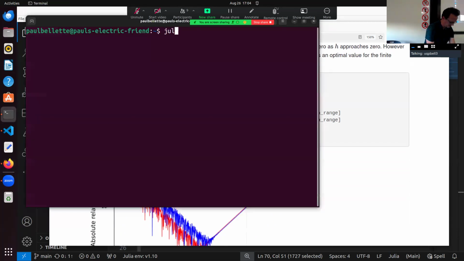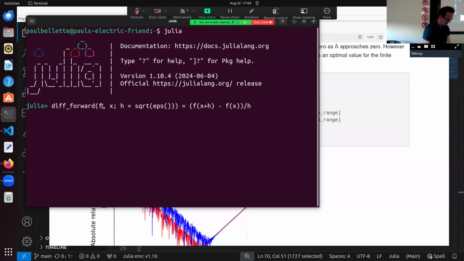So, Julia. We've got a little thing here, an optional named argument for step size. We're going to have f, which takes in a function f and a value x, and all it's going to do is default to square root epsilon for the basic one. It's just this definition again: f of x plus h minus f of x, divided by h.